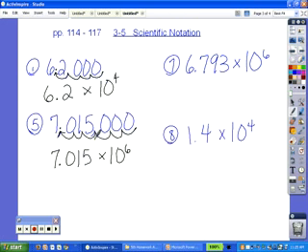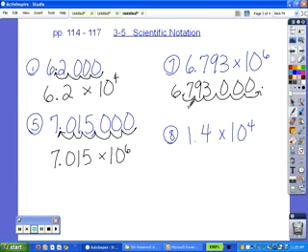To do the opposite, to take a number from scientific notation and put it back into standard form, we're going to do what we did back in the last lesson, in lesson 4. Since we're multiplying times the power of 10, we would move the decimal to the right. We move it 6 times to represent the power of 10. Decimal's now in the back, and we have to add 3 zeros. So our final answer would be 6,793,000. Answer is now a whole number.